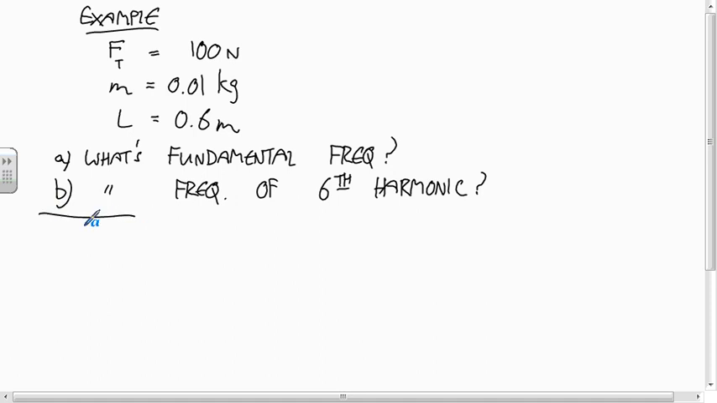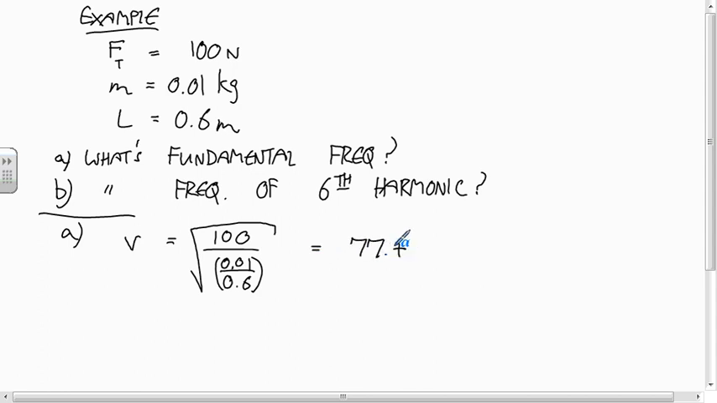Okay, so to calculate either of these, we need to know the wave speed. So the wave speed is the square root of 100 over the mass per length. And so you get a value of 77.46 meters per second.